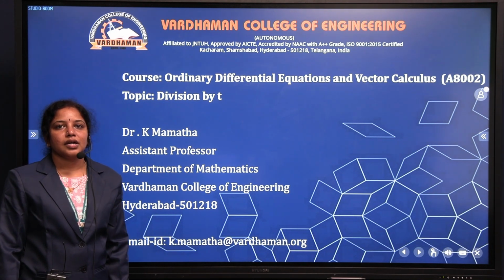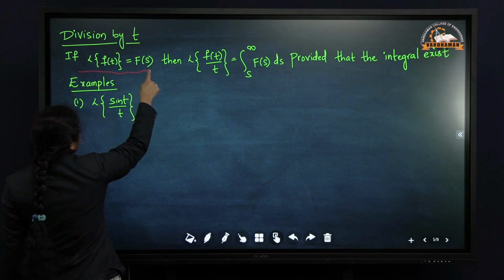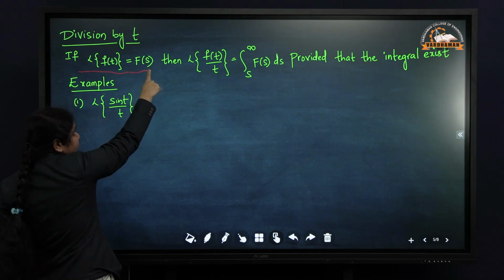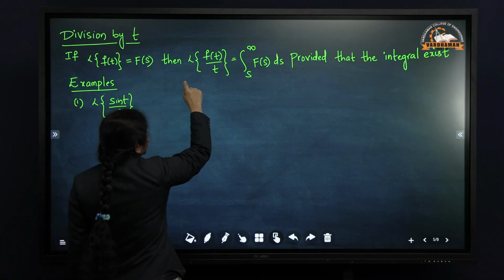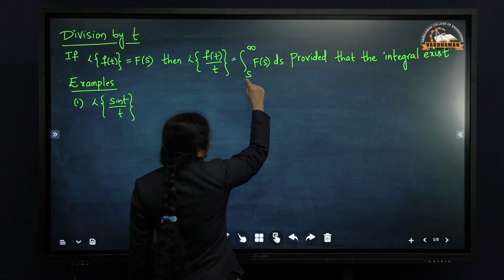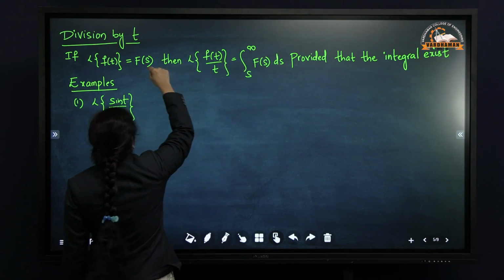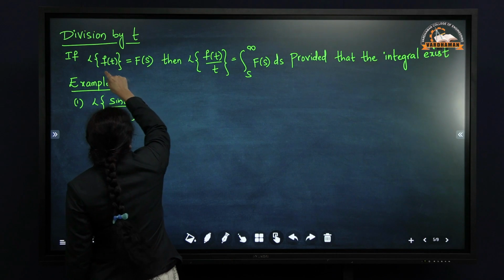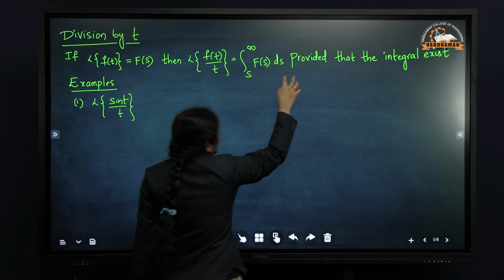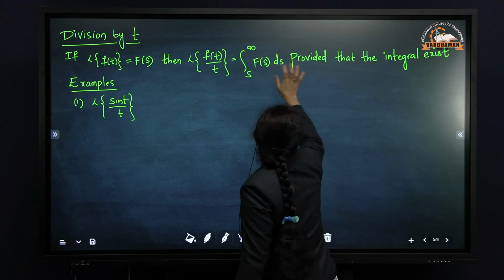In today's lecture, we are discussing division by t in Laplace transforms. The statement of division by t is: if the Laplace transform of the function f of t equals F of s, then the Laplace transform of f of t by t equals the integration from s to infinity of F of s ds, where F of s is nothing but L of f of t, provided that the integration of this part exists.